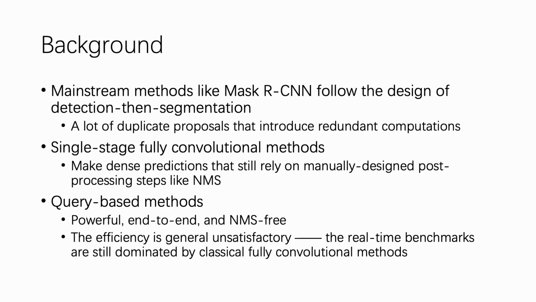Instance segmentation aims to segment all objects of interest in an image. The mainstream methods like Mask RCNN follow the design of detection then segmentation. Despite being simple and intuitive, those methods generate a lot of duplicate region proposals that introduce redundant computations. To improve efficiency, many single-stage methods built upon fully convolutional networks appear. The inference speed of such methods is appealing. However, due to the dense predictions, the classical single-stage methods still rely on manually designed post-processing steps like non-maximum suppression.